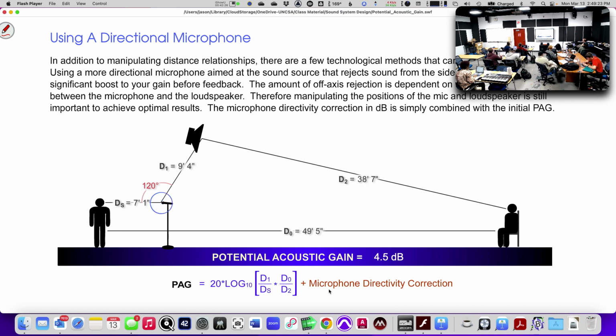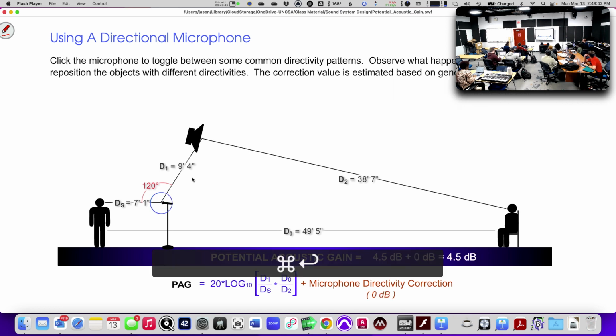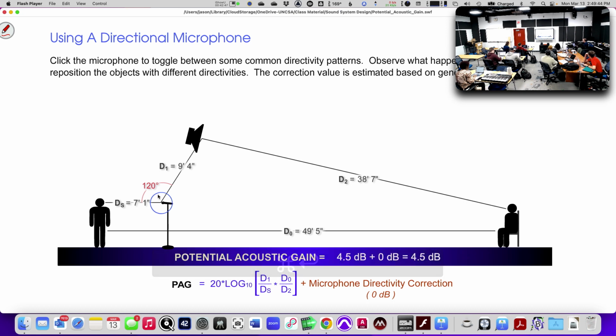Now, if we leverage directivity to our advantage, we could get it so that the loudspeaker will be hitting the microphone at an angle where the microphone is less sensitive, and therefore there would be some extra dB of gain we could add into the equation here as a result of that. So here's a situation where I've got 4.5 dB. The geometry here is not very good. The relationships are not good here. But if I switch to a cardioid microphone, I can get 12 dB more of gain.